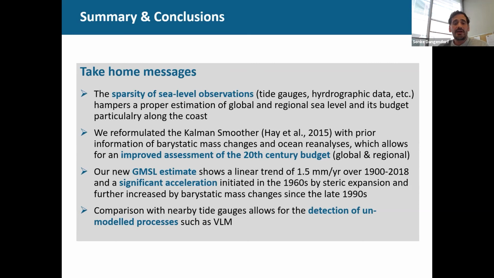A comparison with nearby tide gauges allows us also for the detection of unmodeled processes such as vertical land motion or datum shifts. And this actually shows, as an overall summary, that the use of multiple data sets, be it observations or ocean models, and bringing it all together in a probabilistic framework such as the Kalman Smoother, now allows for the estimation of many different processes, which I think is a great improvement to the state before.